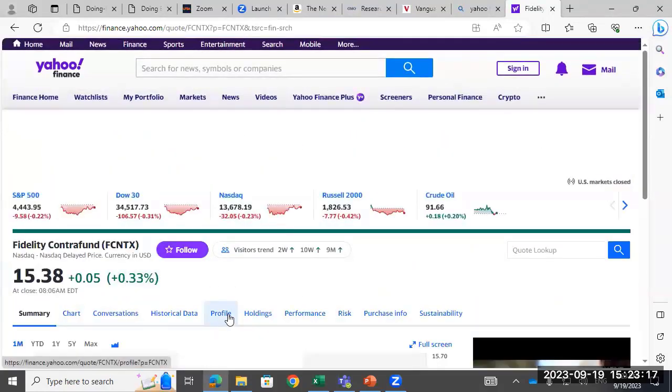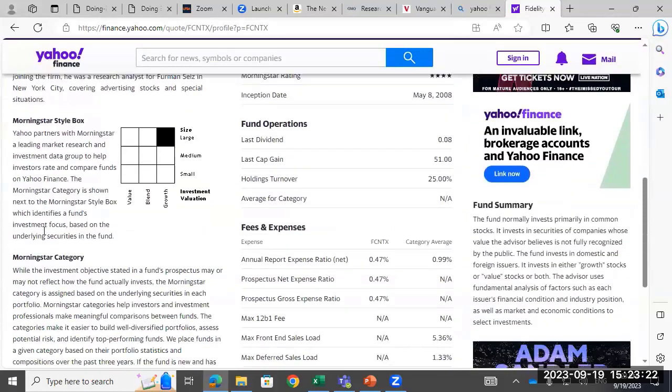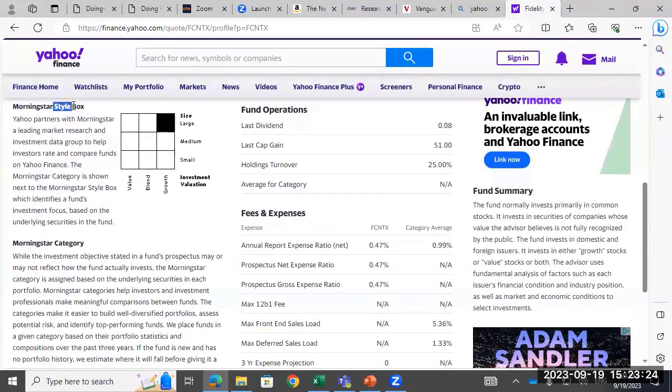So here's the Contra fund. If I go to profile, what does Morningstar give us here? They call it a what? A style box. That's what we just said, right? Style, that's for styles. Let's look at the style box. They got value, core, and growth, large, medium, and small.